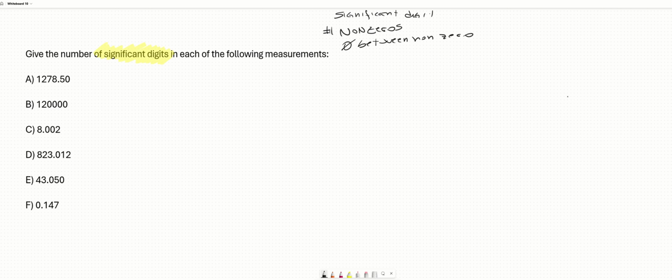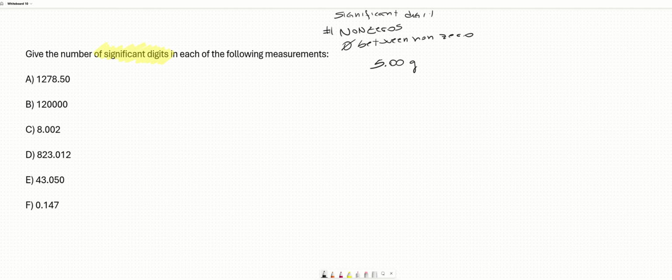Rule number 2: if a decimal point is present, zeros to the right of the last non-zero digit are significant. So if you have 5.00 grams, I have 3 significant figures. The zeros after the decimal indicate that it was measured that precisely. As a result, we would say that this measurement was made to 3 significant figures.